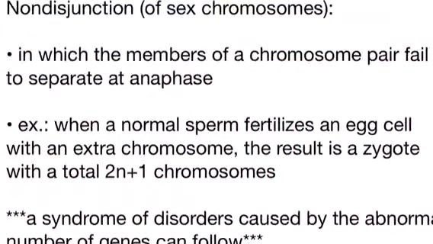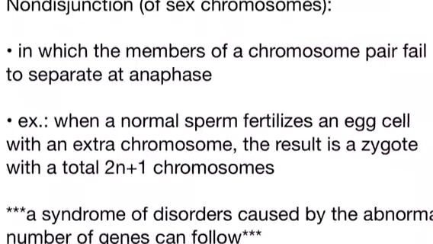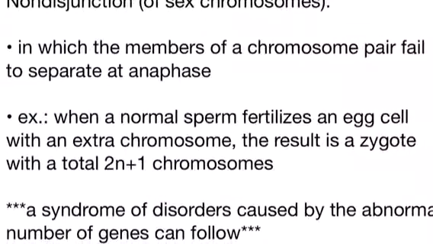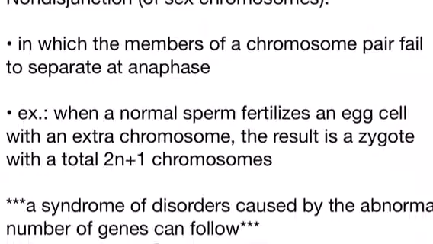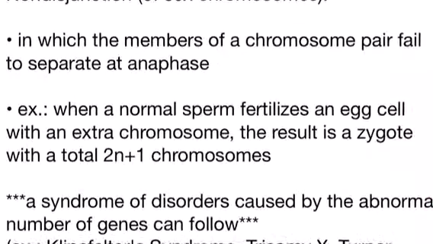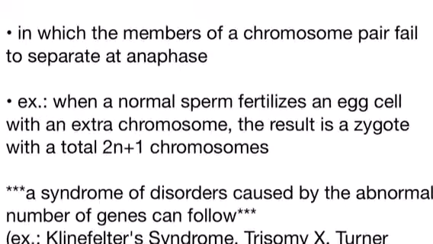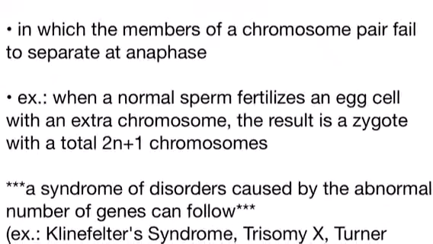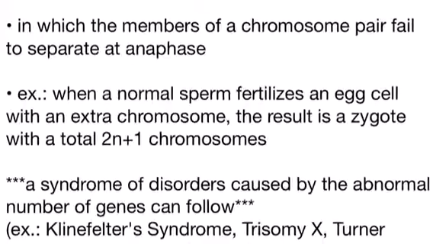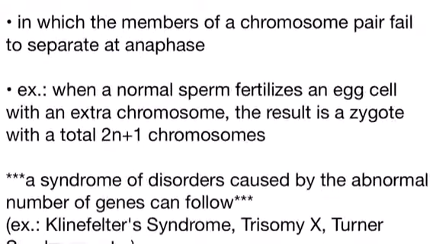Non-disjunction of sex chromosomes occurs when the members of a chromosome pair fail to separate at anaphase. For example, when a normal sperm fertilizes an egg cell with an extra chromosome, the result is a zygote with a total of 2N plus 1 chromosomes. A syndrome of disorders caused by the abnormal number of genes can follow, such as Klinefelter syndrome, trisomy X, and Turner syndrome.